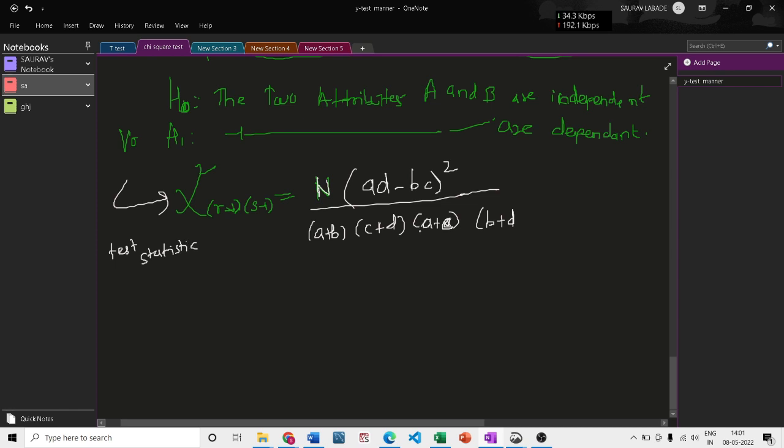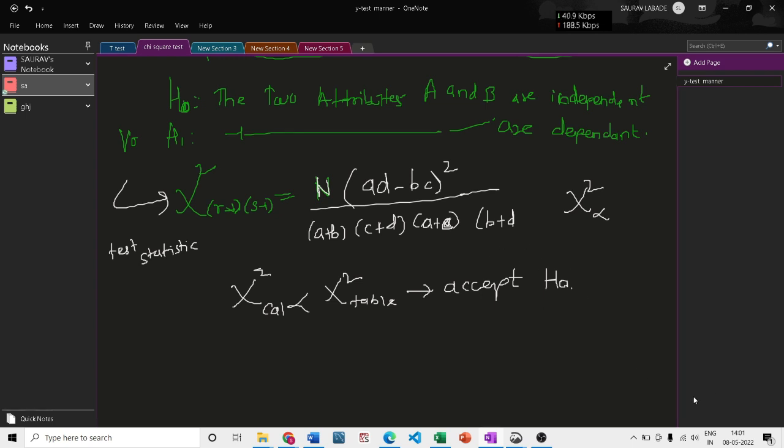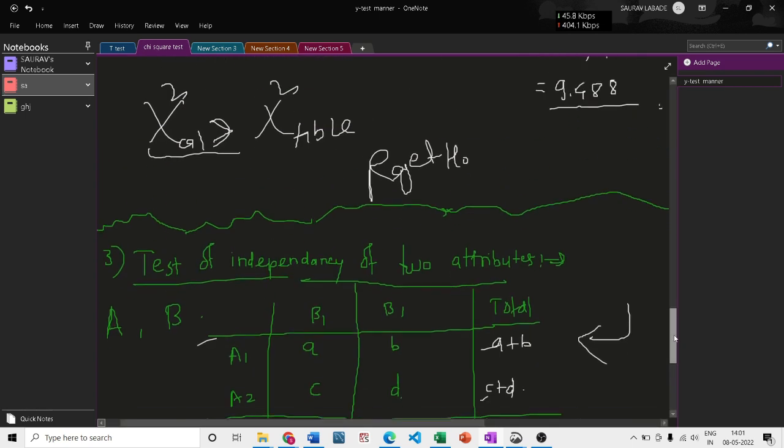Again, you have to find the table value. You already know how to find this table value. It is always alpha in the case of the chi-square distribution. And we know that if my chi-square calculated value is less than the chi-square table value, then I will accept the null hypothesis. Otherwise, I will reject it. We'll see one example on the basis of this now.